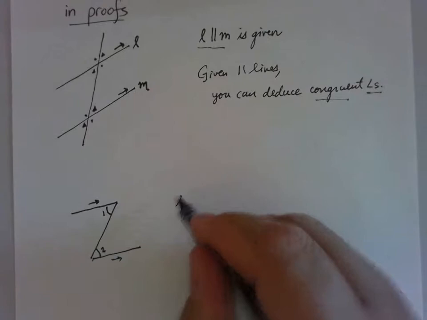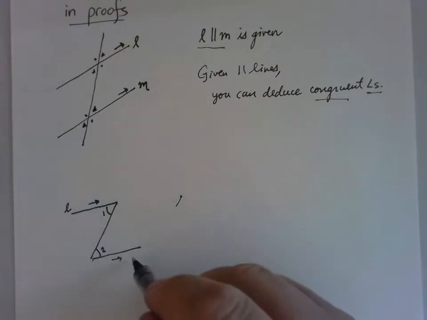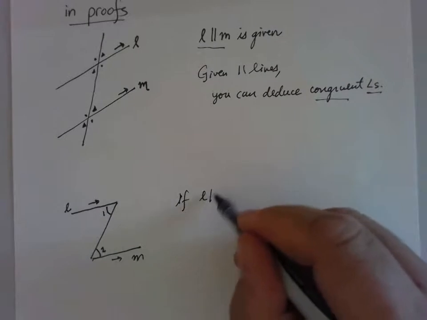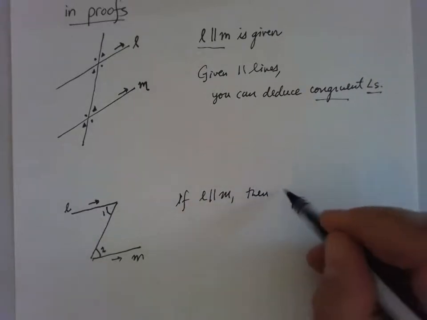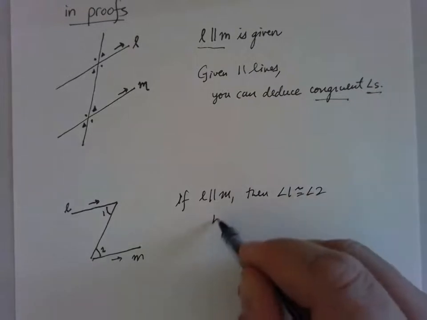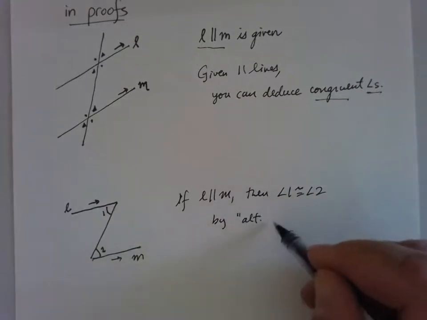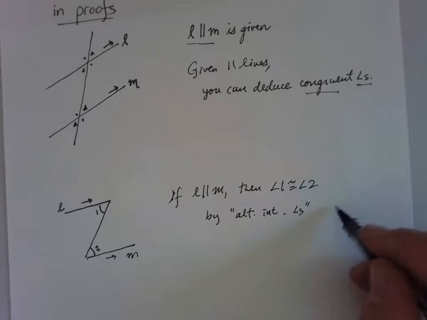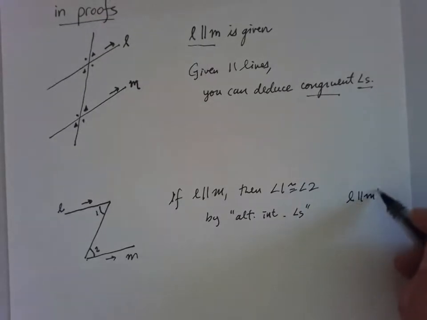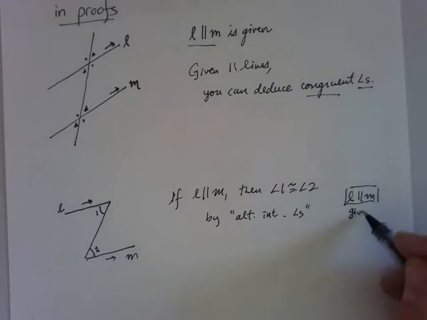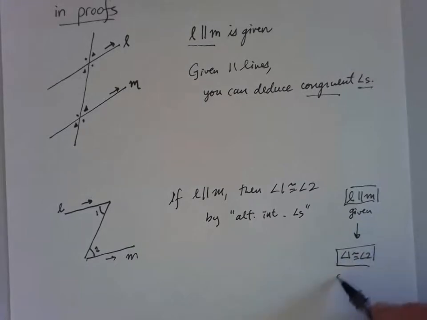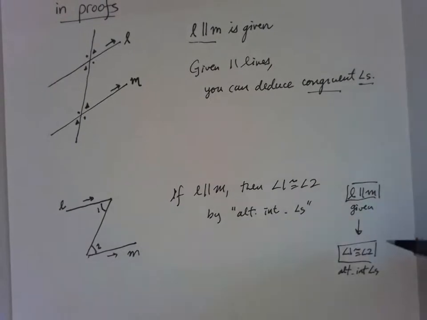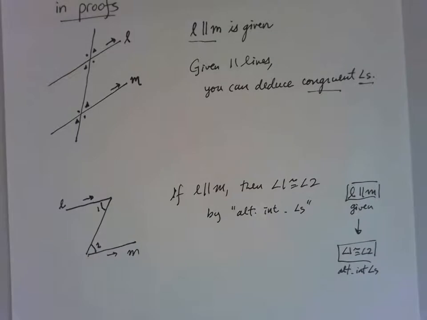So, let me call these lines L and M again. If L is parallel to M, then angle 1 must be congruent to angle 2 by alternate interior angles. And I will always abbreviate it like that. In flowcharts in your proofs, you would write this like this. L is parallel to M is given, and then I may deduce angle 1 is congruent to angle 2 because of the alternate interior. They are alternate interior angles. So given the parallel lines, you may deduce that these angles in this configuration are congruent.